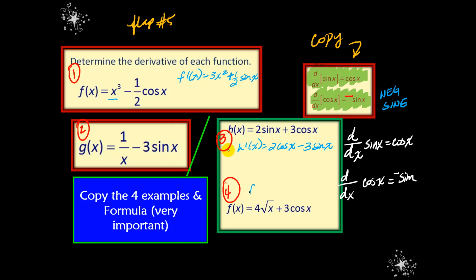Moving on to number 4, f prime of x is equal to, you don't want to have a square root of x, so I'm going to do a 1/2. If I bring the 1/2 down, it's 4 times 1/2, which is going to be a 2, x to the -1/2, so you're going to bring it down to x to the positive 1/2. Plus 3, derivative of cosine is a negative sine, so it's not going to be a plus 3, it's going to be a -3 sine x, and that is your answer.